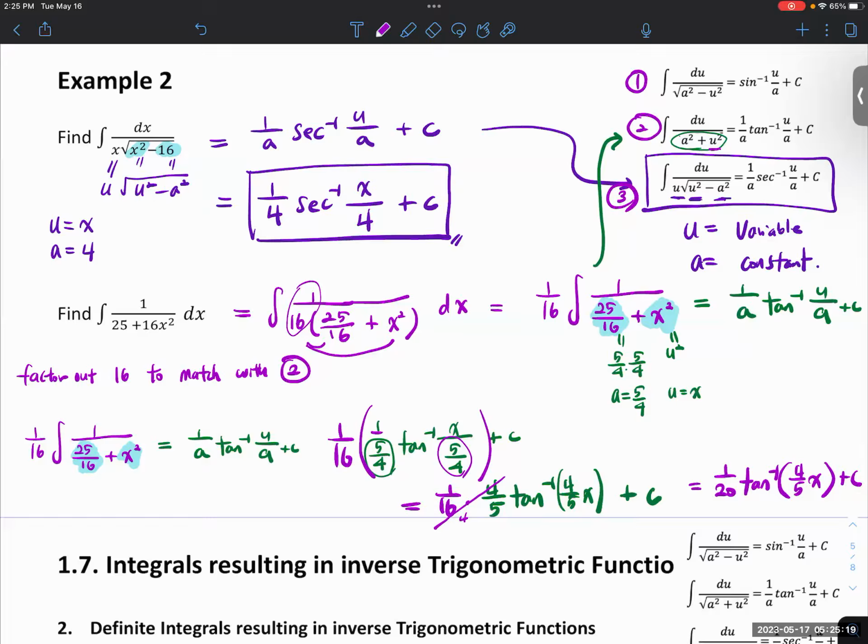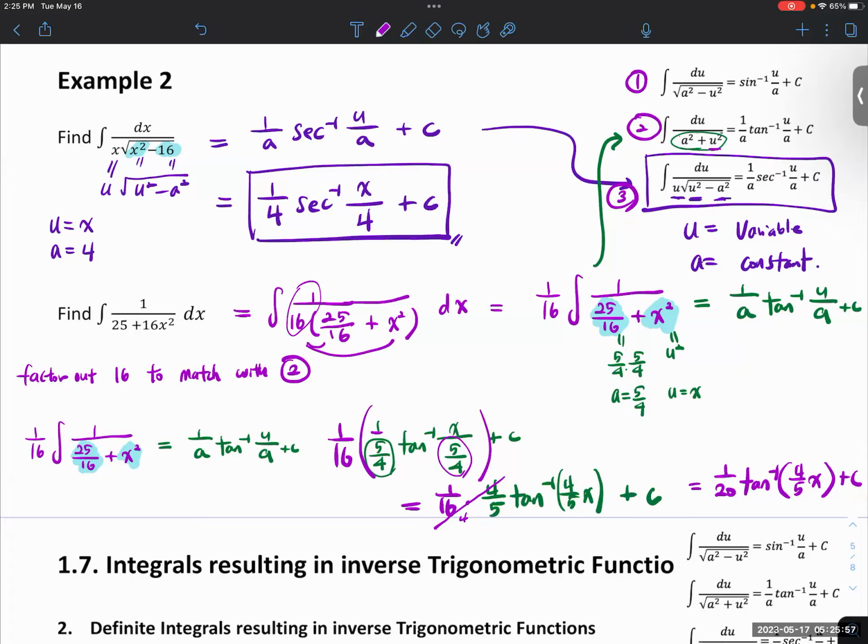So from there, 1 over 16 came to the front. And then take the integral. So now 1 over 25 over 16 plus x to the second power. That's exactly what I'm looking for to match with the second identity. So we define from there a is 5 over 4, u is x, and that should result in the inverse trigonometric function 1 over a tangent inverse u over a plus c. So we know all the a and u. Bring it back: 1 over 5 over 4 tangent inverse x over 5 over 4.